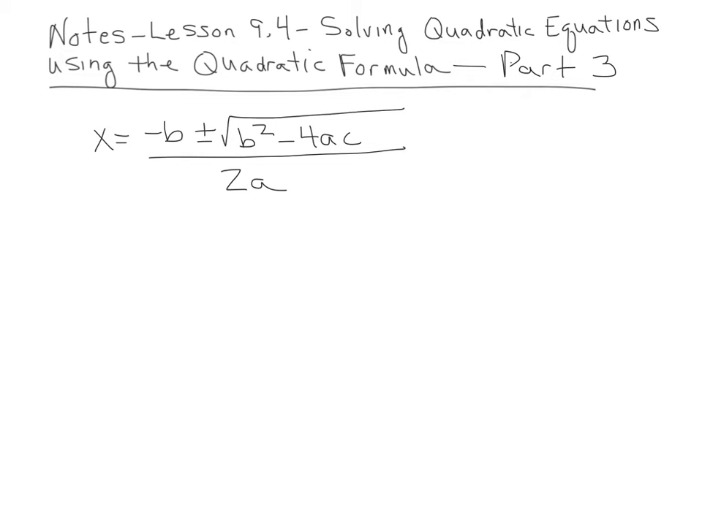Now sometimes there's a little shortcut you can take if you use what's called the discriminant. This part right here that's underneath the radical is called the discriminant. Sometimes you're going to be asked to use just the discriminant and decide if the equation has one solution, no solutions, or two solutions.